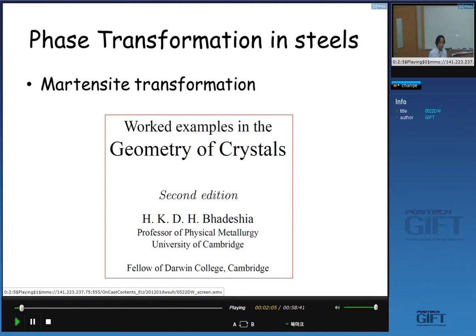To understand the basic concept of the martensite transformation, you have to understand what kind of mechanism governs the transformation from FCC to BCC, and how we can convert the FCC structure to the BCC structure without the contribution of diffusion. Basically, I will follow the textbook written by Professor Harry Bhadeshia, and you can download this book from the homepage of the CML. It's quite a good book and explains in detail with other examples. You can practice to understand the basic concept of martensite transformation. I will follow the content of this book, but in quite a compressed form due to the lack of lecture time.